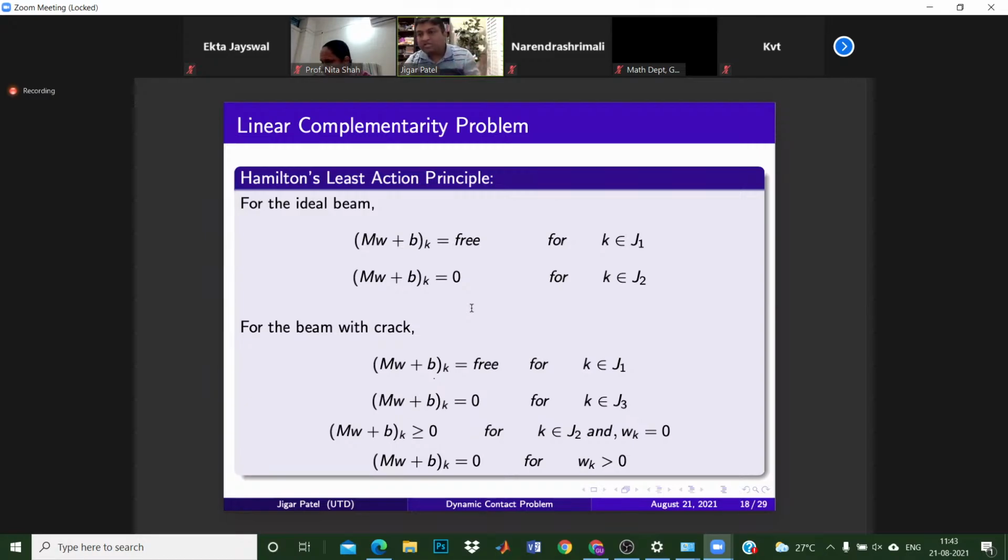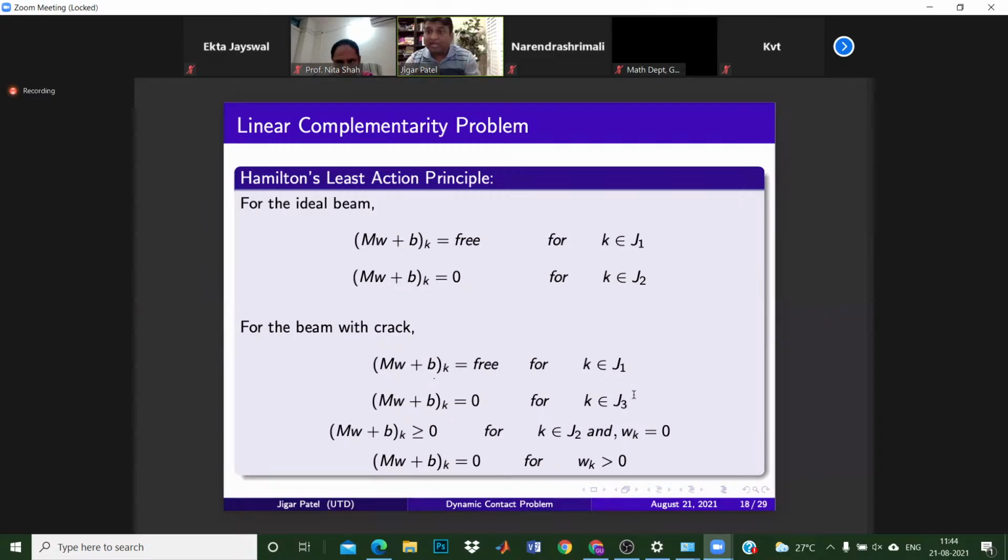For sets J1 and J3, we have the same condition. J1 again represents the fixed nodes. They are free; under whatever load, they are going to stay at their own position. All those nodes that are part of J3, meaning not a part of the crack, will try to use Hamilton's least action principle. Now, what is interesting are the next two lines that give us the crack opening and closing.